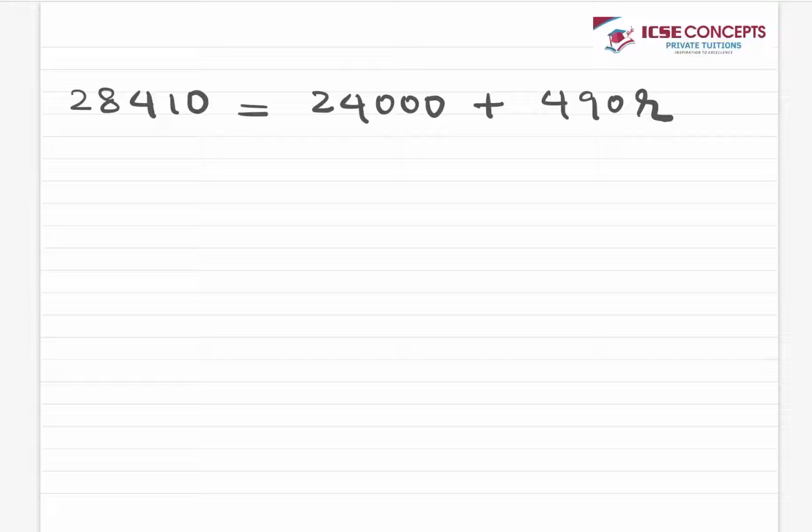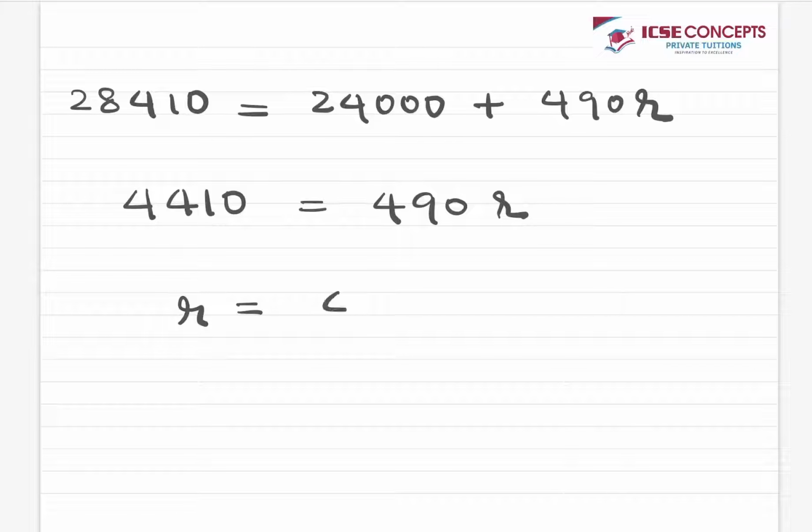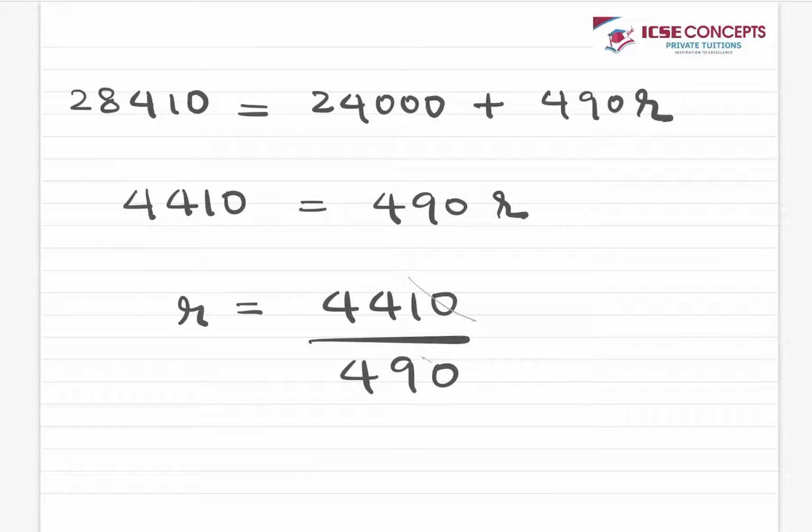Clear? Now shift that 24,000 to that side. So 28,410 minus 24,000 gets subtracted. You get 4,410 is equal to 490 R. Or you can say R is equal to 4,410 upon 490. So again you do cancellation, the zeros get cancelled. This gets cancelled by 7.